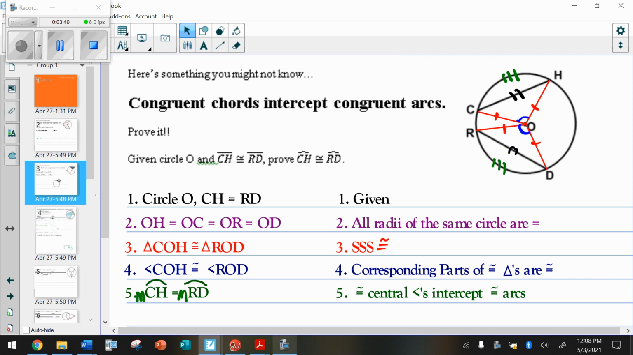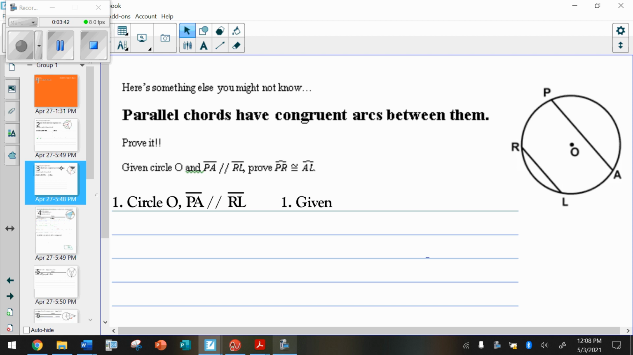All right, next. One of the rules that we haven't used a ton: parallel chords have congruent arcs in between them. So we are going to take parallel chords PA and RL. Chord PA is parallel to RL. That's our given in circle O. And we are going to prove that arc PR and arc AL are congruent.